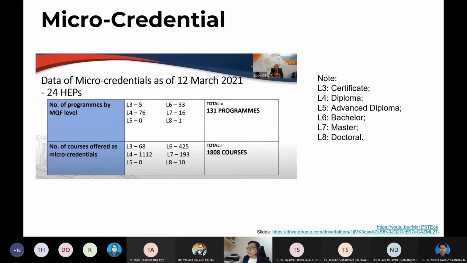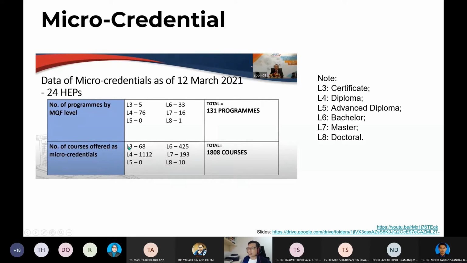Okay, and then according to MQA also, as of March 12th, 2021, the number of courses that are offering micro-credentials right now is 1,808 courses. Banyak dah, in many levels. Mostly diploma, L4, mostly diploma. Okay, itu yang paling popular sekarang lah. I'm not too sure about this PhD level here, doctoral level. So I need to actually see what's going on here.